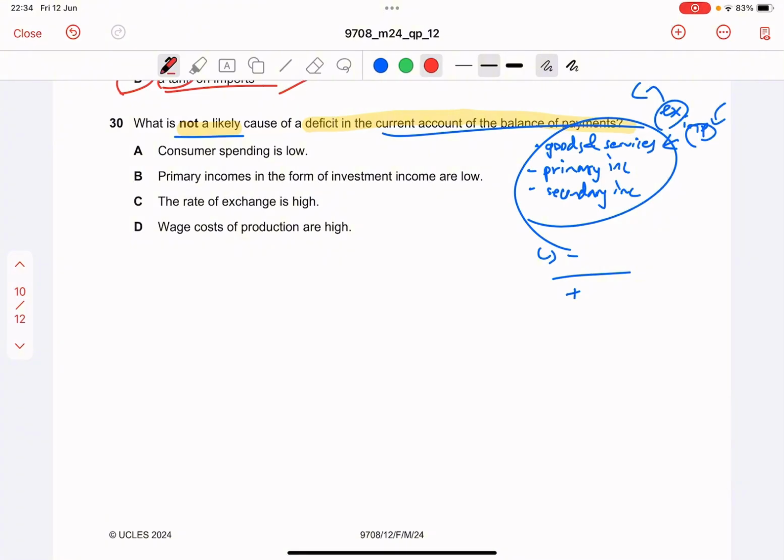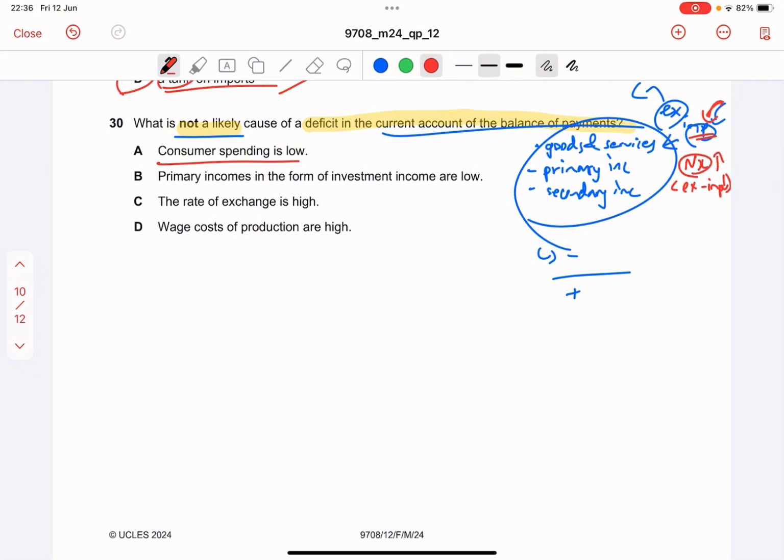The first one says because consumer spending is low. Now, if consumer spending is low, that means that consumers are buying less stuff. They are spending less. So since imports are what come into the country because consumers buy them from abroad, less imports will come into the country. And because in the current account balance, we calculate the net exports, which is exports minus imports, if the value of imports falls, the net exports rise.